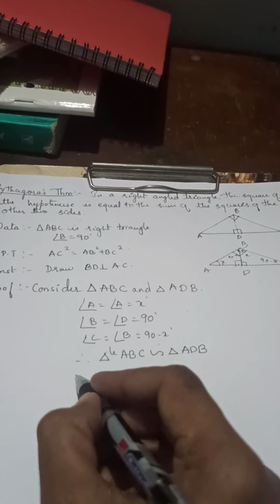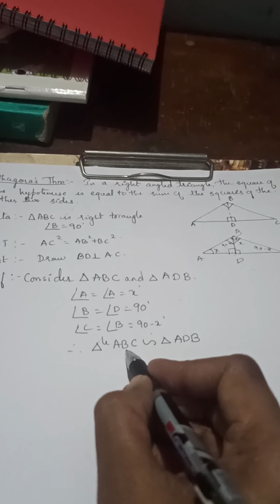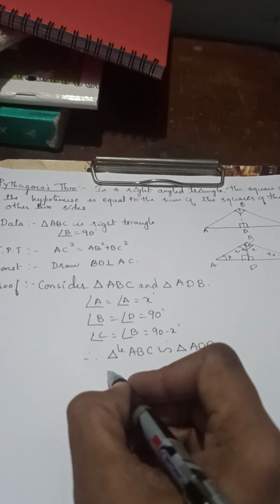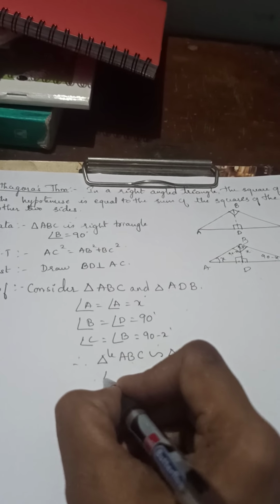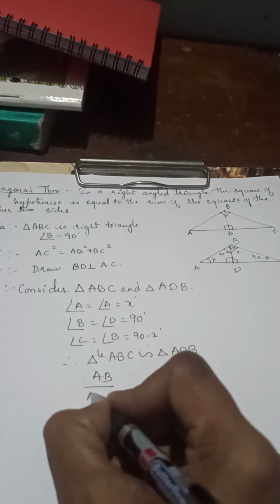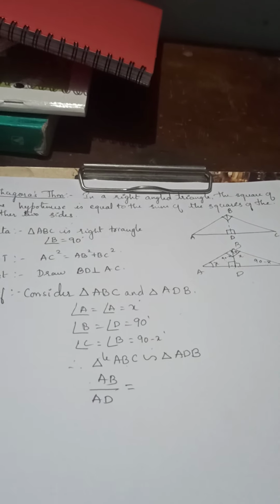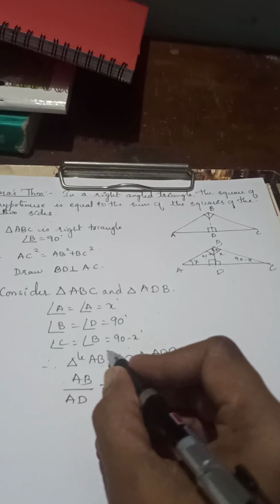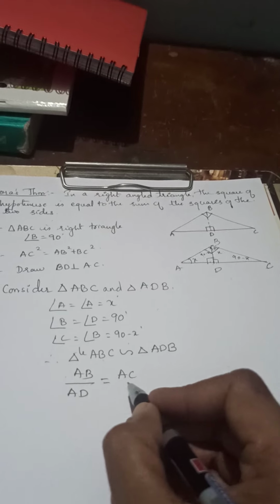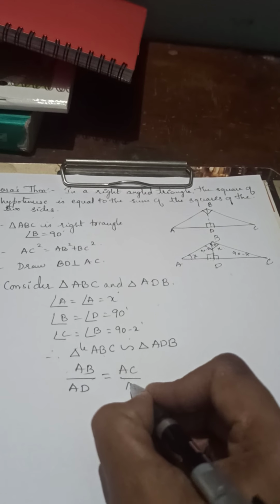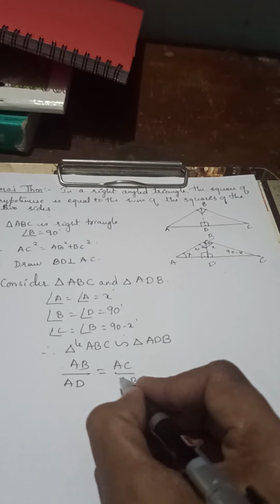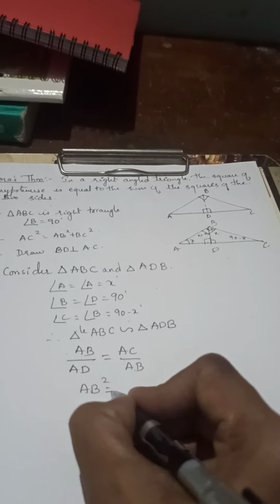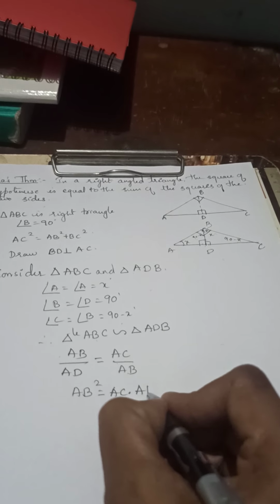So how will you write the ratio now? See here, 1 and 2. Here also we take 1 and 2. So we write here AB upon AD is equal to, next 1 and 3 you take, AC upon AB, 1 and 3. Okay, here we take AD. Always remember, when you cross multiply, these numbers should be same. So here you got AB square is equal to AC into AD. This is equation 1.